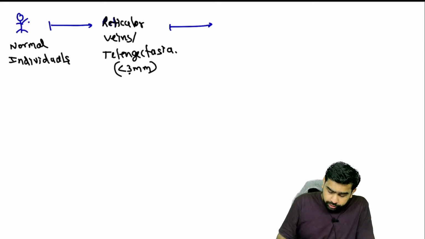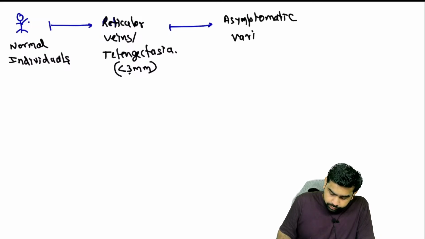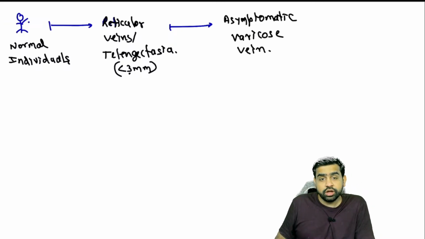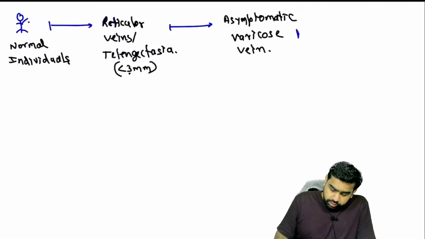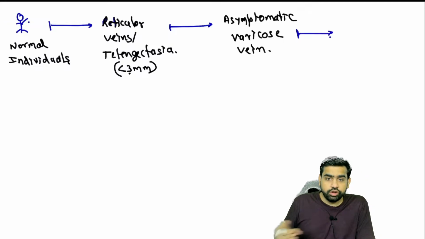Now, over a period of time, we can develop an asymptomatic varicose vein. That's fine. Once we develop this asymptomatic varicose vein, what is the first symptom? Let's say somebody is developing a varicose vein and it's not being treated well, what is the first symptom or the first thing that is going to develop in these patients?